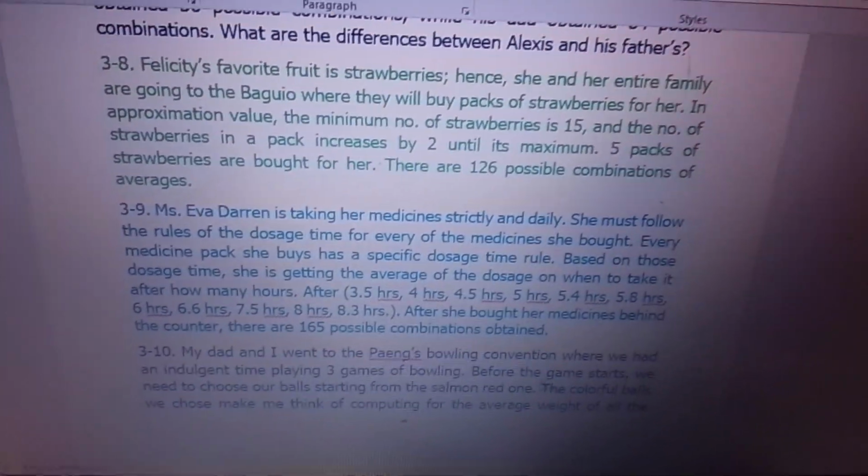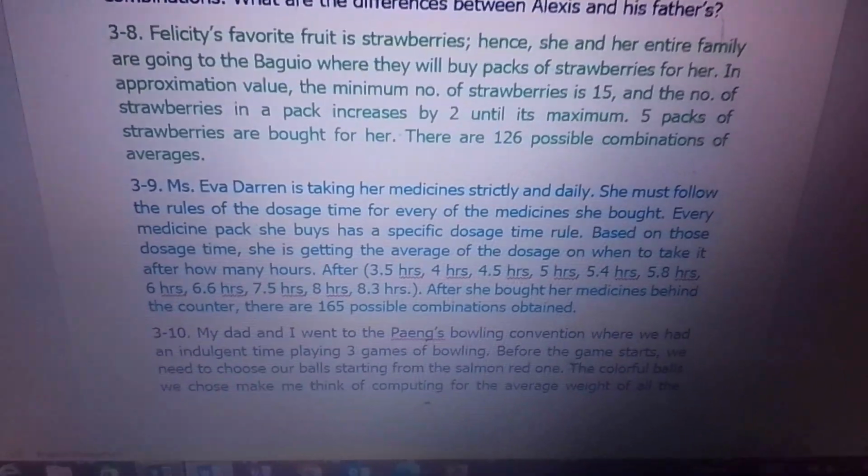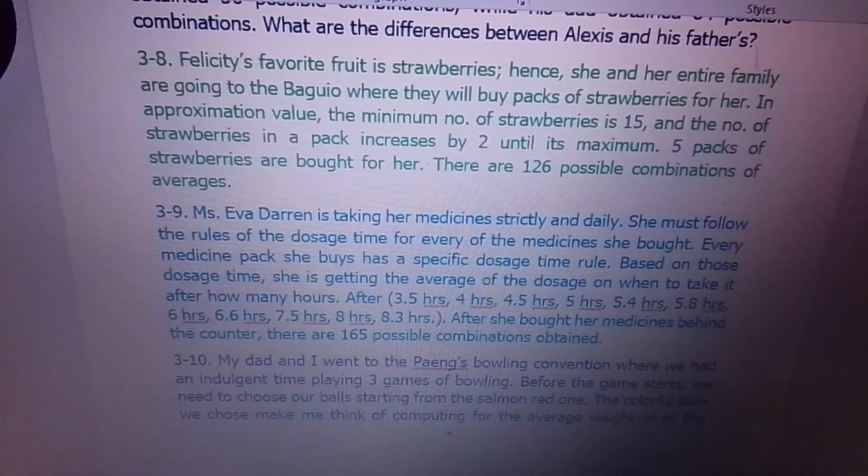Ibig sabihin, we are going to look for the letter R. Kasi nga, it tells how many medicines she will buy. So alam mo talaga yung formula, di ba? So the formula once again goes like this. 11 factorial over 11 minus R factorial times R factorial equals 165. Tama? Now, all we have to do is to solve for the R.